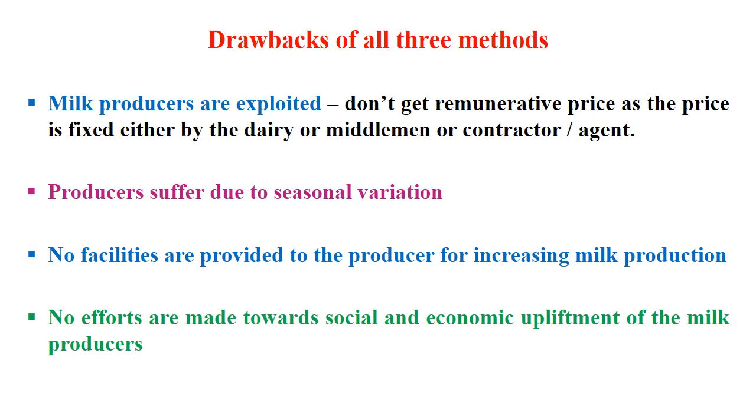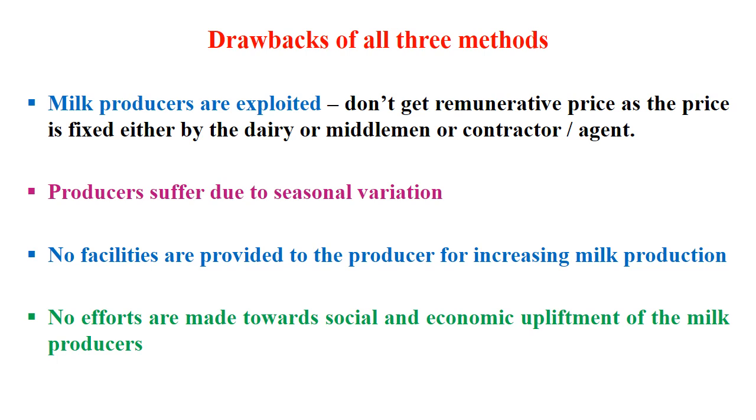Now here we will discuss the drawbacks or demerits of these three methods which I have briefly mentioned. Firstly, in the first method, the milk producers are exploited and they don't get a remunerative price, as the price is fixed by the dairy. In the first method, the price is decided by the dairy plant. In the second method, the price is decided by the middleman, and in the third method, the price is decided by the contractor. So in all these three methods, the milk producers are exploited and they don't get a remunerative price. This is the major demerit or disadvantage.